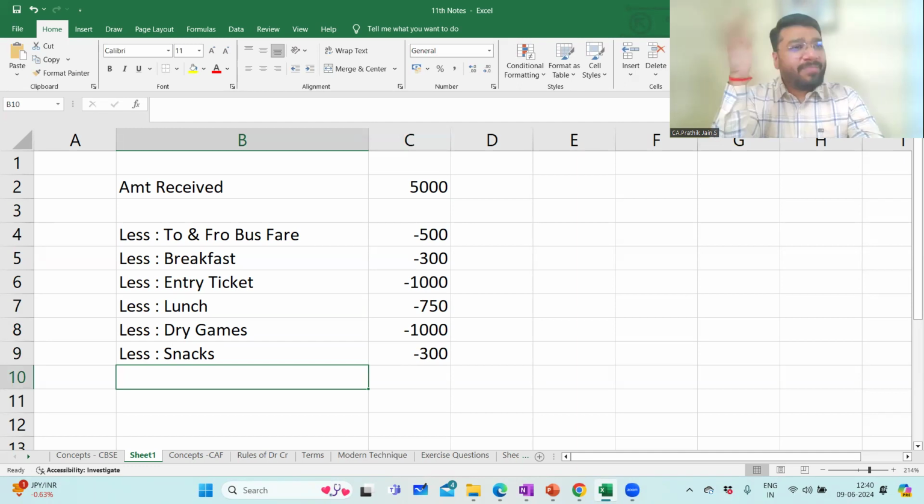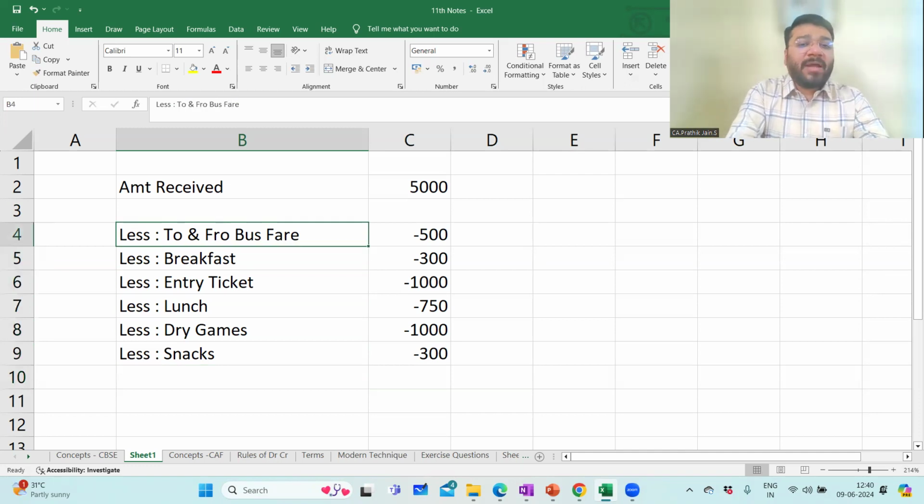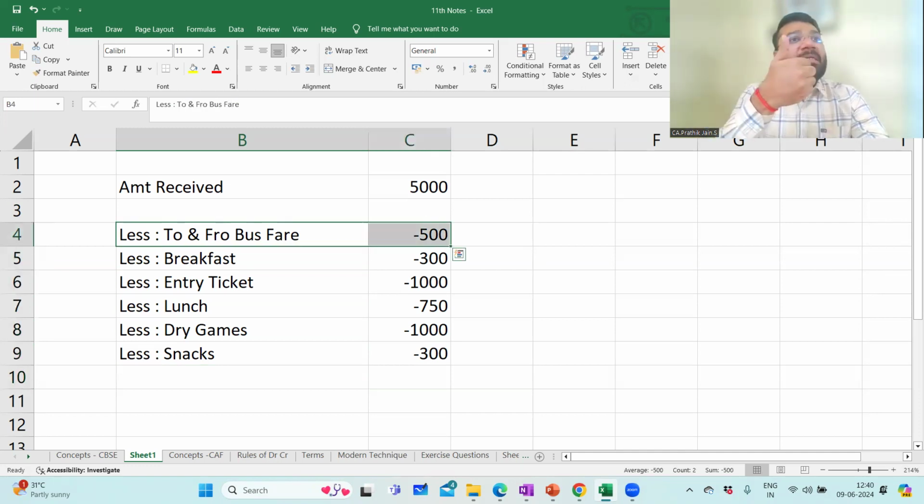Snacks over. Dry games over. Full tired you are now. You've changed the dress. Now we are done with the day. We are marching towards our bus. You're boarding the bus. You've enjoyed throughout the day. Now you're full tired. You want to go back home and just sleep. Return bus fare charges have already been covered here, so I don't have to spend anything on return.